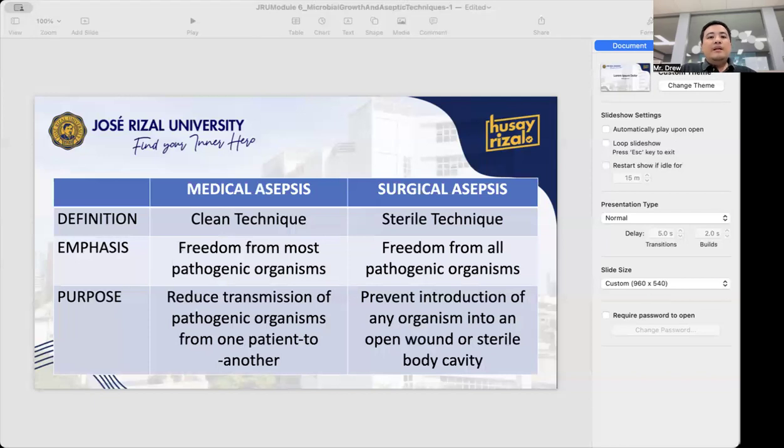So medical asepsis, or clean technique, reduces the number of microorganisms used in routine patient care. For example, hand hygiene, disinfecting surfaces. The other one is surgical asepsis, sterile technique. It eliminates all microorganisms used in surgery and invasive procedures. Example, inserting catheters, operating rooms. So the right technique depends on the situation.